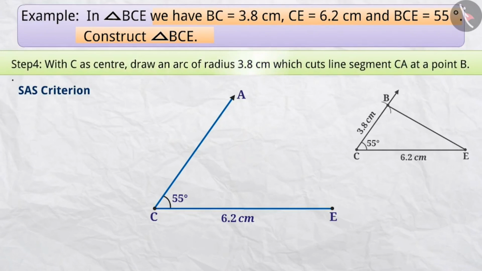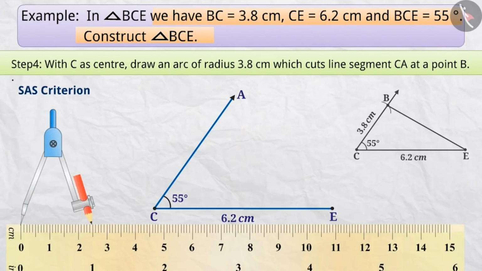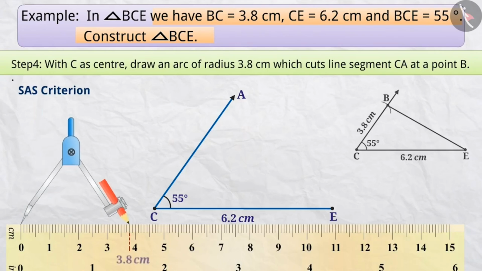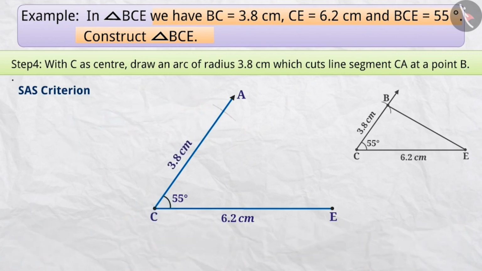Step 4. The length of BC has been given as 3.8 cm. Therefore, point B is at a distance of 3.8 cm from point C. We will open the compass with the required radius of 3.8 cm. With C as center, draw an arc of radius 3.8 cm. It cuts the line segment CA at a point B. This point of intersection is also the vertex B of the triangle.